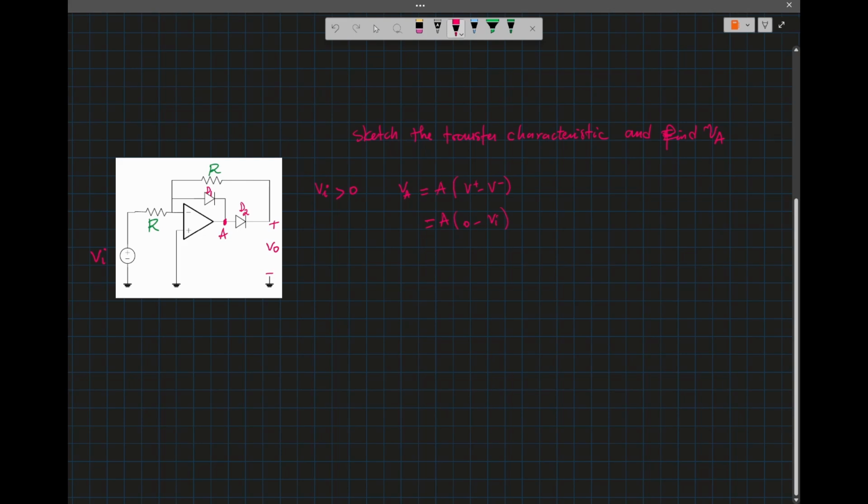Okay, so this will be negative, right? Because VI is positive and the open loop gain is positive, so VA is negative, so VA is less than 0. So when VA is less than 0, then D2 will be off and D1 will conduct.